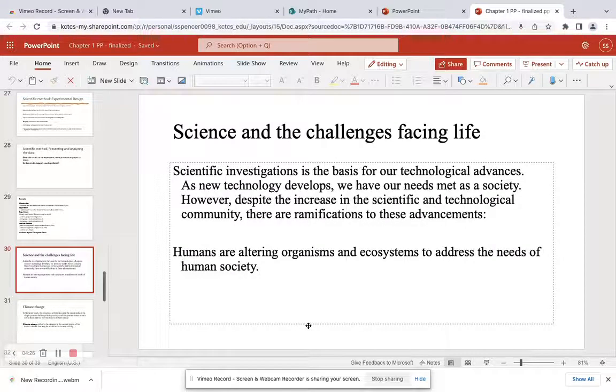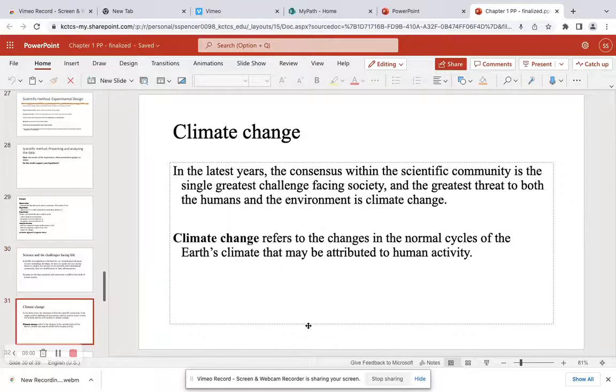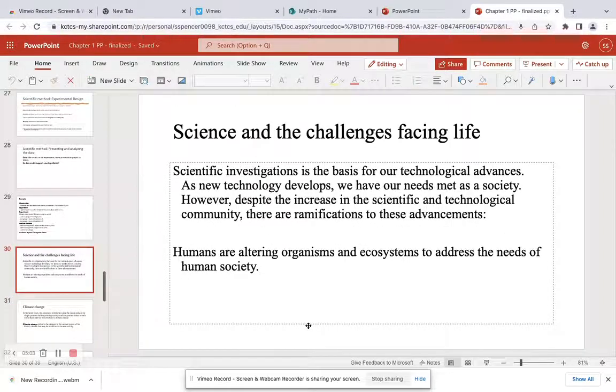Science and the challenges facing life. So scientific investigation is the basis for our technological advances. In our book, we have the definition of technology, and that actually may show up on an exam in the future, so I would know that specific definition. But due to science and the technological advances, we are also having consequences or ramifications. Like I said here, humans are altering organisms and ecosystems to address the needs of human society.